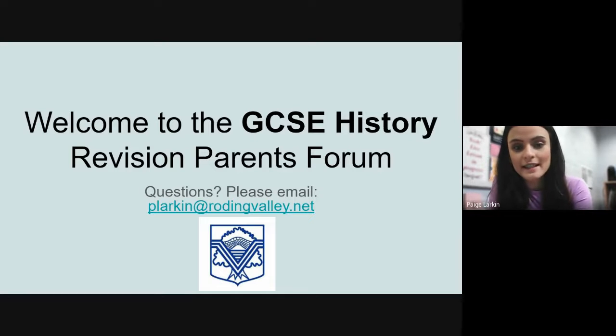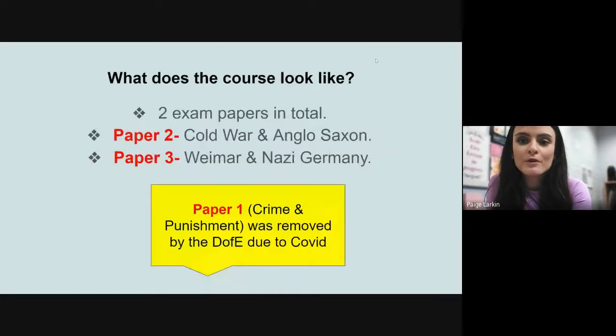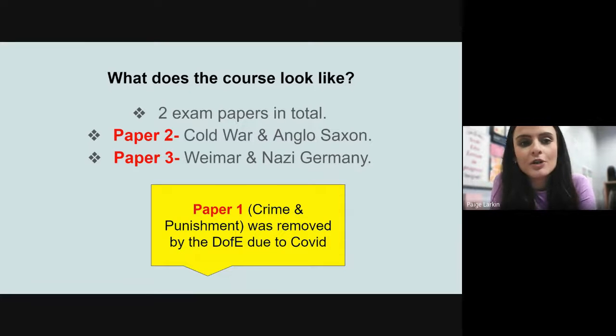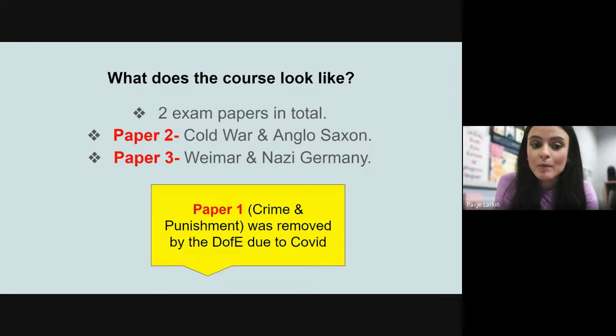This session this evening is going to be entirely about how to get yourself ready for your GCSE history. So I thought what would be really helpful is to give you a brief run through on what the course itself looks like, and just a bit of a reminder that there has been an element removed due to COVID. Altogether in history, there are 2 exam papers and no coursework. You have a paper 2, which is about the Cold War and the Anglo-Saxon and Norman era. And we also have a paper 3, which is based on Weimar and Nazi Germany. You can see that there's no paper 1.